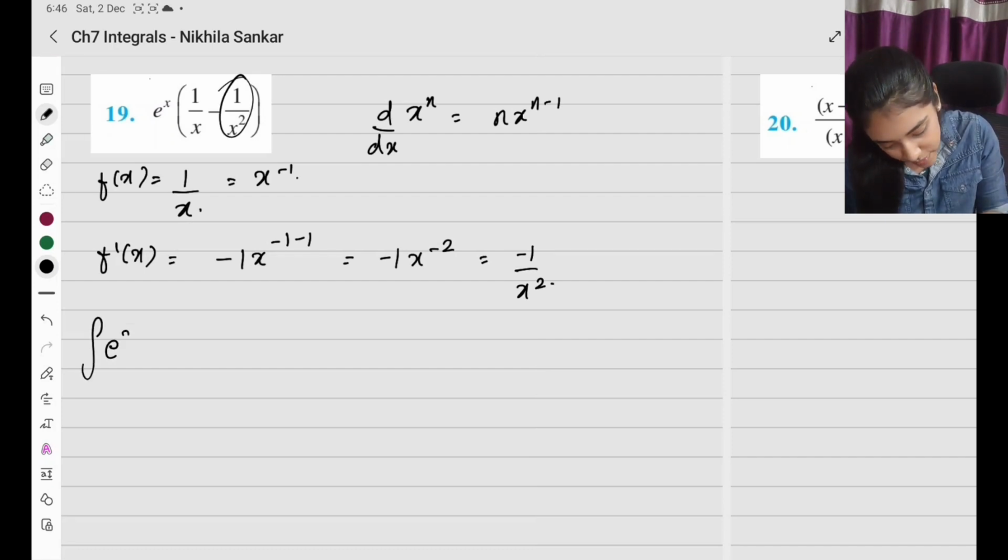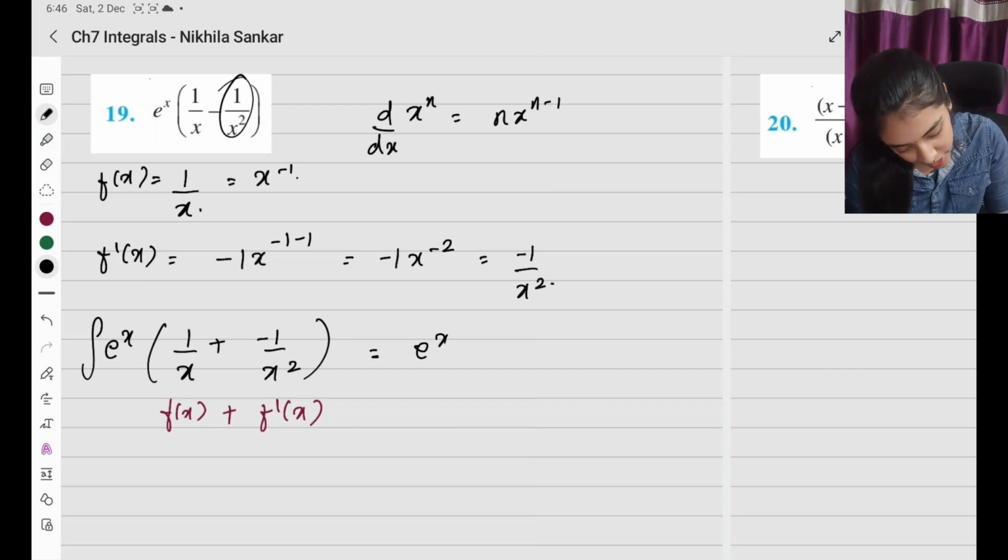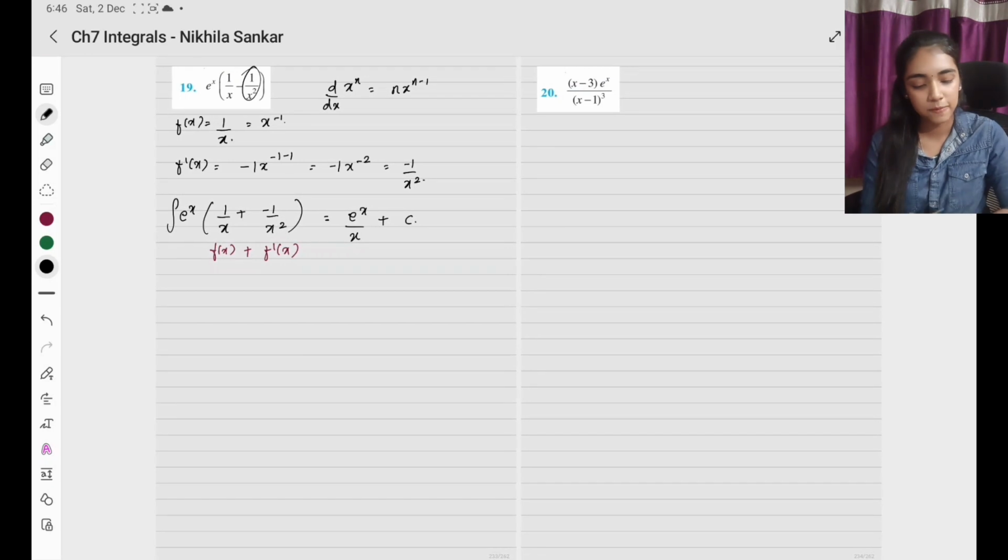So the integral is basically of the form e to the x times 1 by x plus minus 1 divided by x square. It should always be of the form f of x plus f dash of x. Okay. So this is going to be e to the x times f of x plus c. This is my answer. Okay.